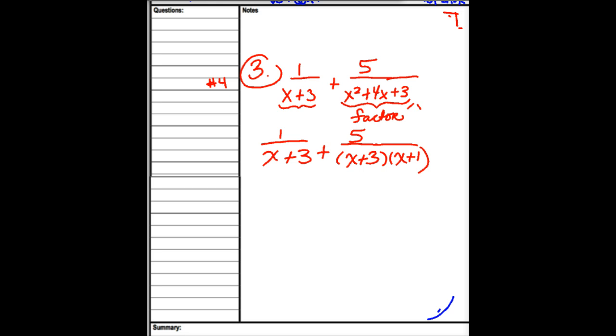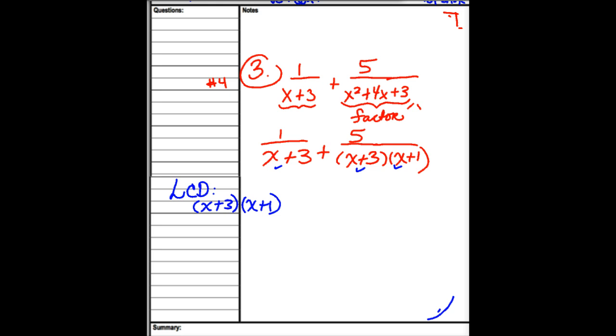Now that I have it all factored, it's time to find the LCD. It must contain everything. It has to have an x plus 3 in it. Check. I already got it. And it has to have an x plus 1 in it. Check. I've now found my LCD.